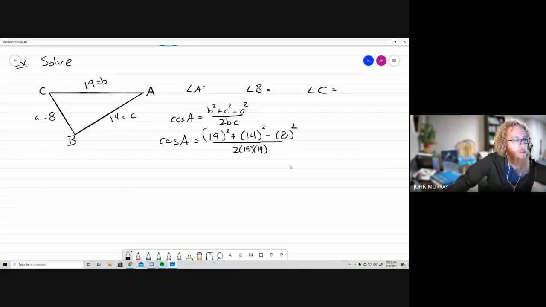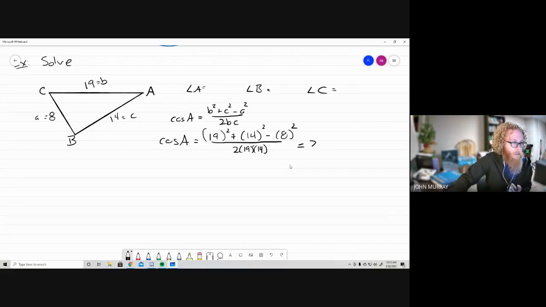Now, what's nice about this is the way that this is set up. No matter the proportions, you'll always end up with a positive number in the numerator there, even though we may be subtracting larger numbers. Like if I was looking for cosine of B, I'd be subtracting 19 squared, but these two will always add up to be more than that last one. So that's something you don't really have to worry about.